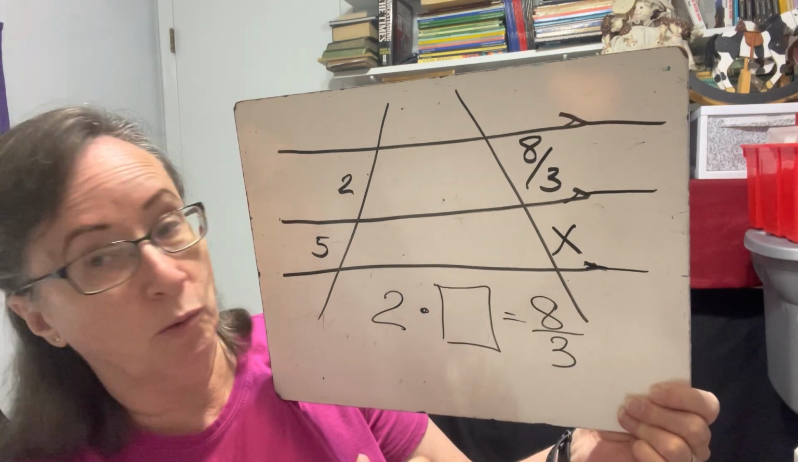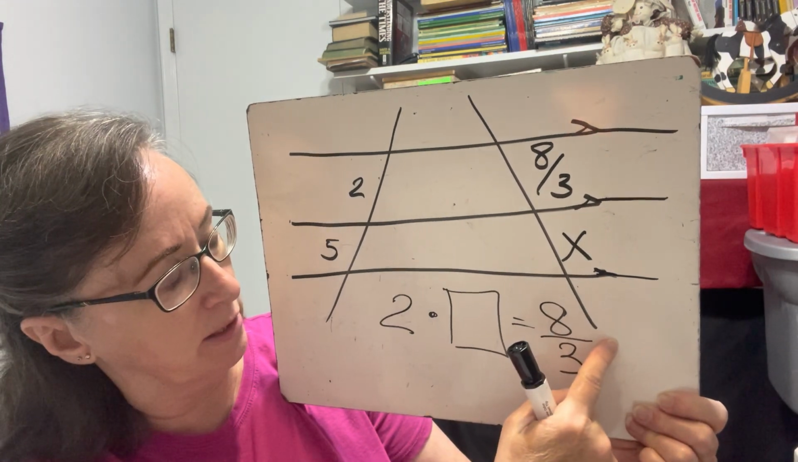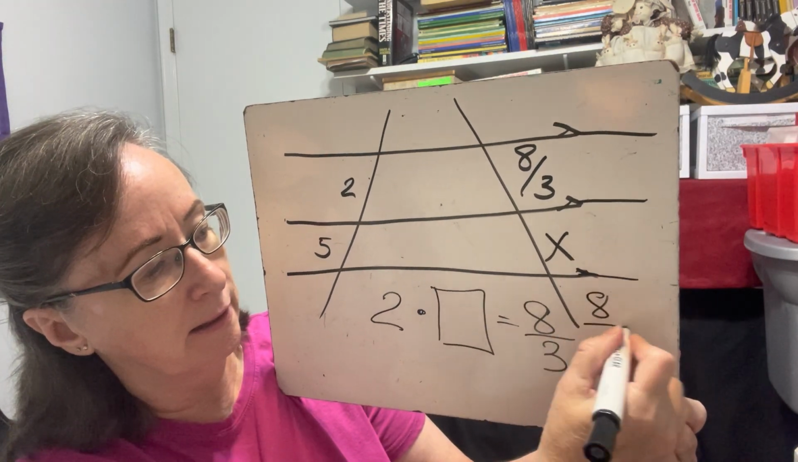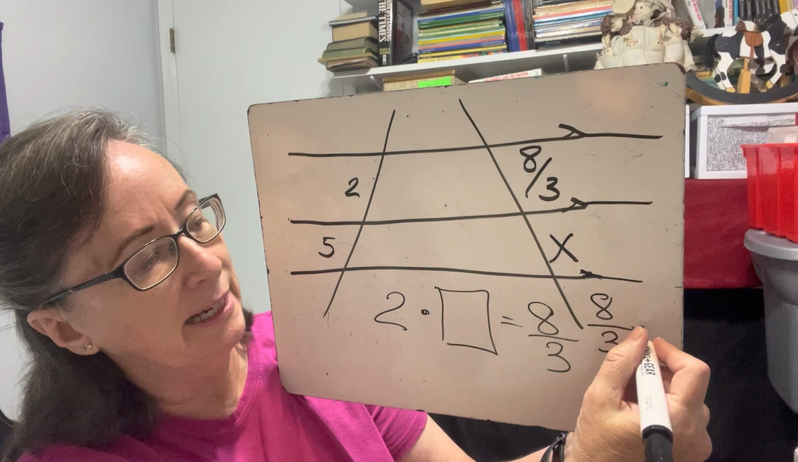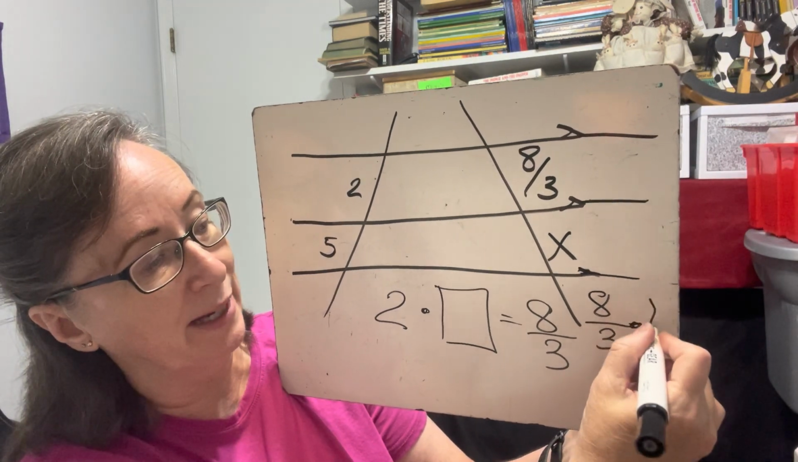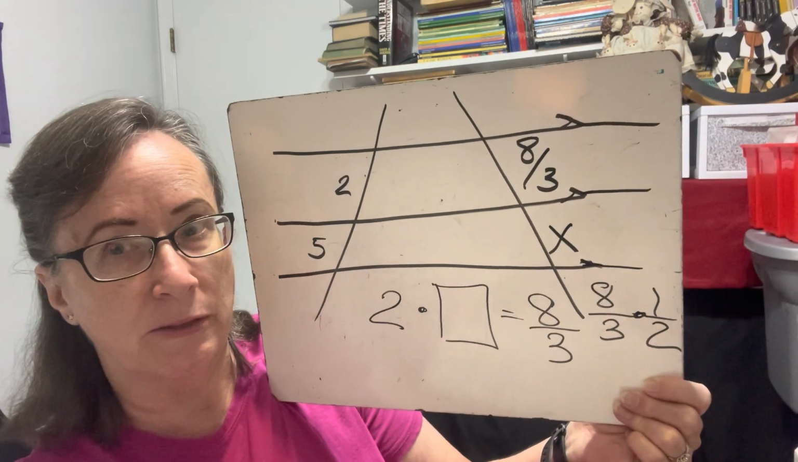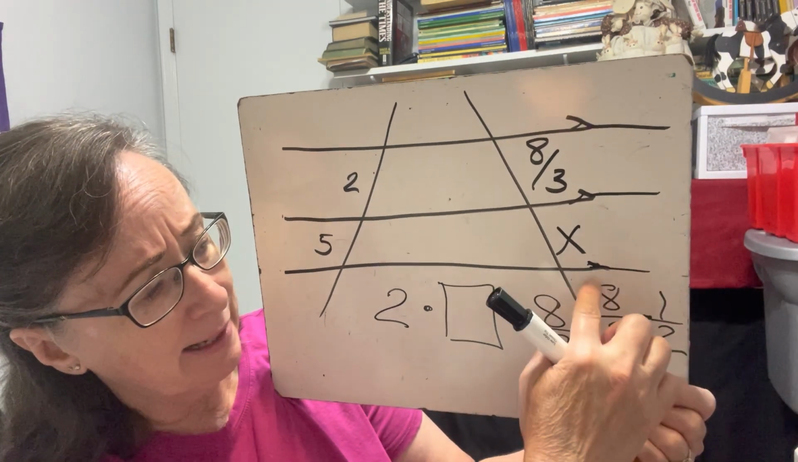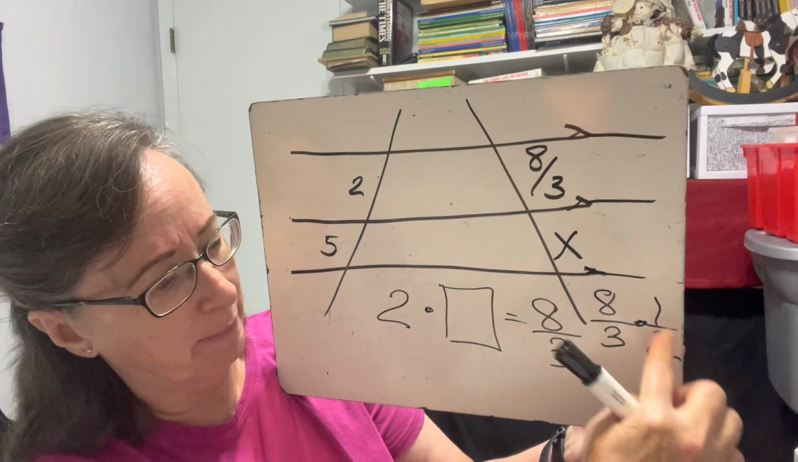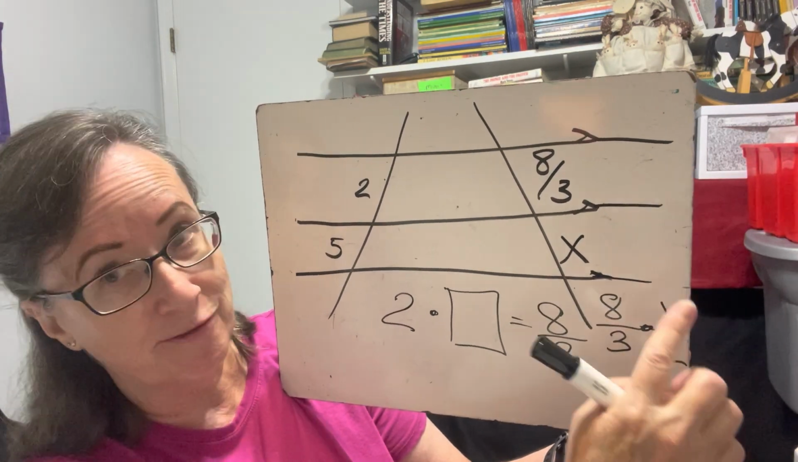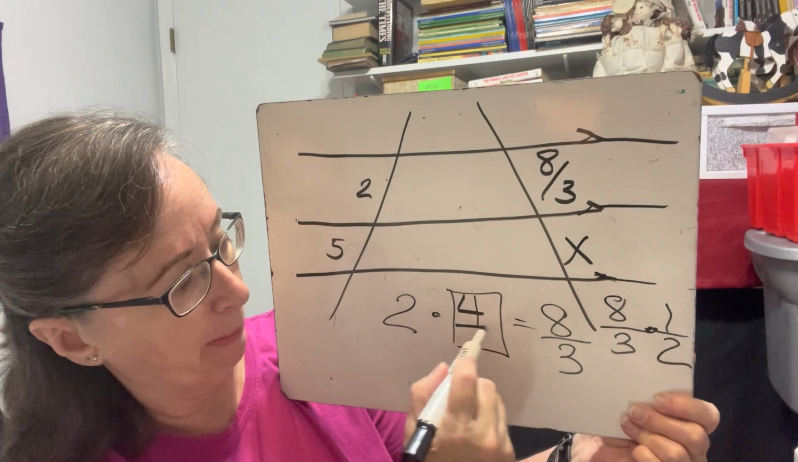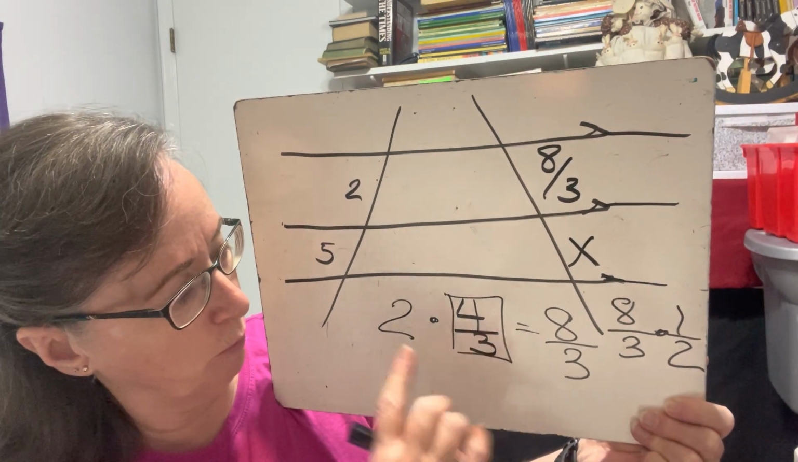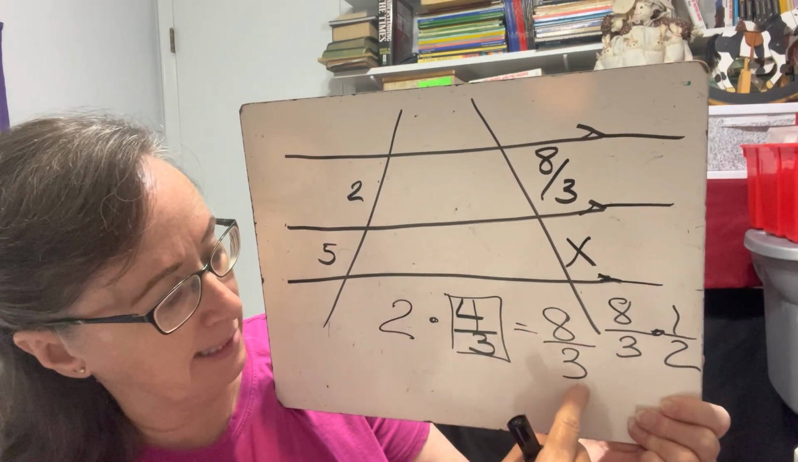Okay, so we figure that out. 8/3 divided by 2 is multiplied by 1/2, right? When we divide by 2, we multiply by the reciprocal. And 8 divided by 2 is 4. 4/3 should be our scale factor. So we check it. 2 times 4/3 is 8/3.